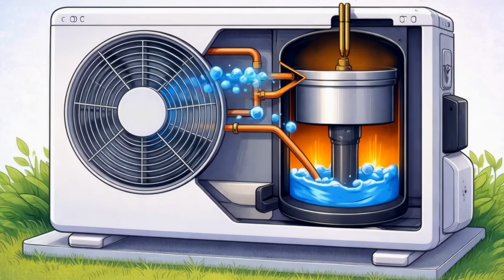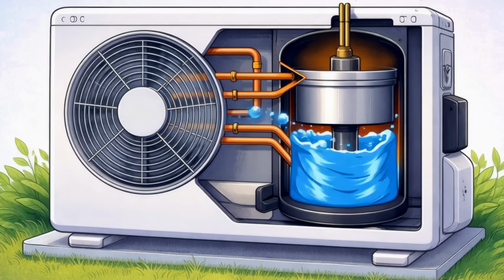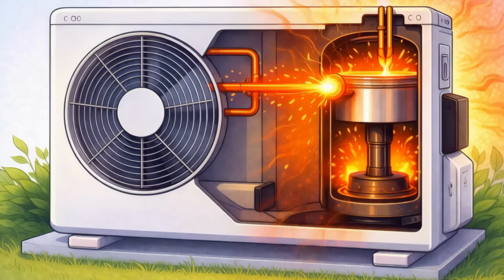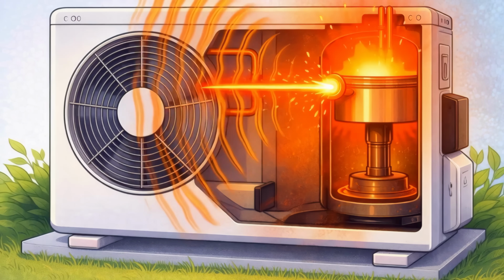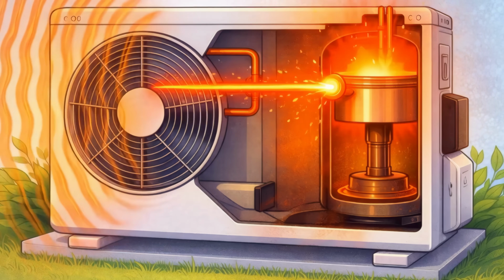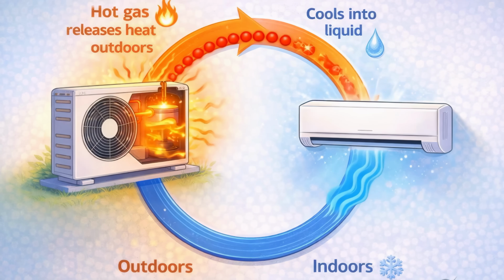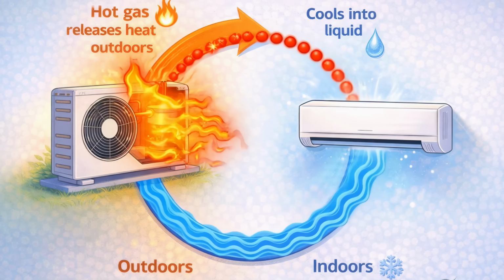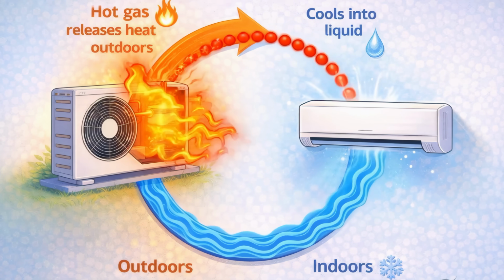Then, it travels to the outdoor unit, where a machine called the compressor squeezes it. When you squeeze that gas, it gets incredibly hotter than the air outside. That heat is then dumped into the outdoor air, and the chemical, now cooled down and turned back into a liquid, travels back inside to do it all over again.